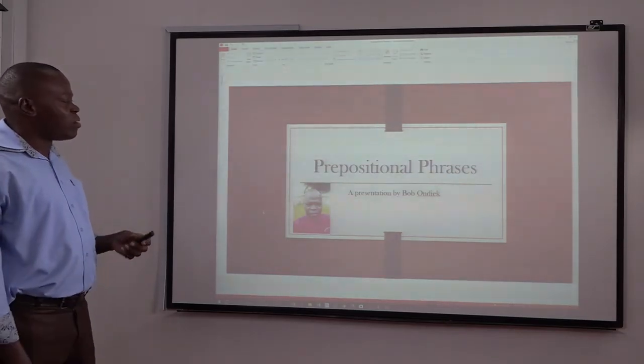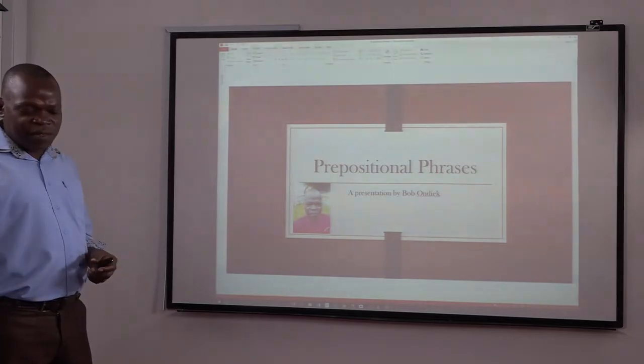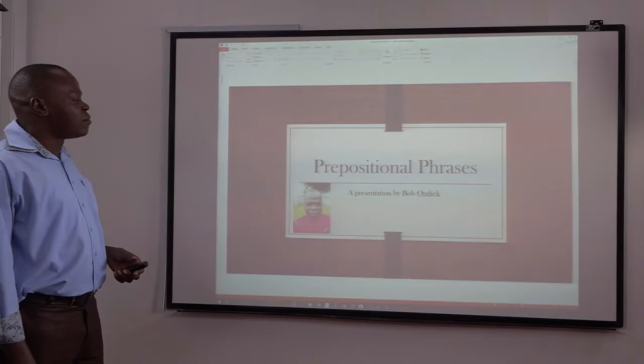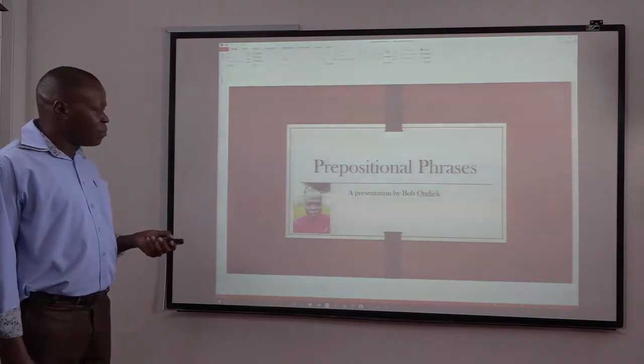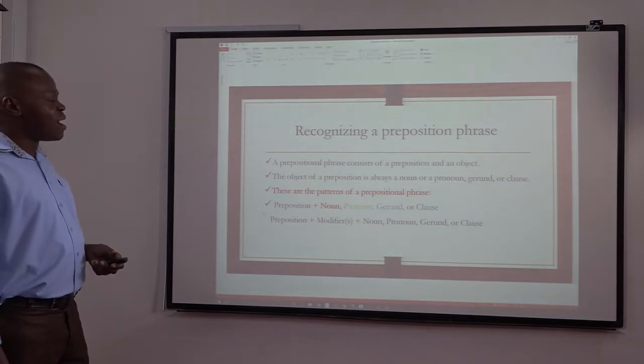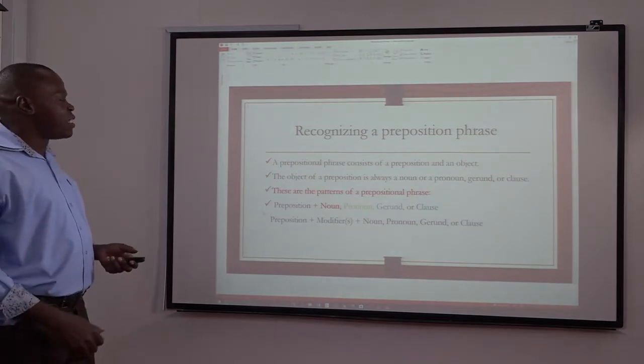Today we are going to talk about prepositional phrases. This is a continuation of last week's lesson, which was on prepositions. So let us start by looking at what prepositions are. What is a prepositional phrase?